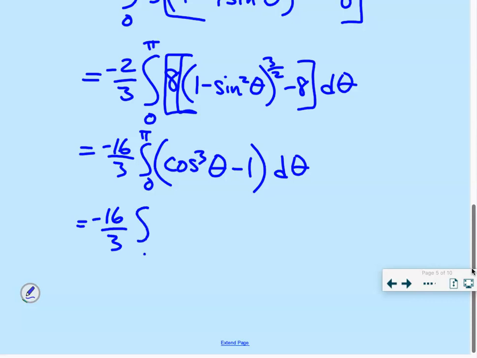Okay. Are we going to have any really tricky integrals on that? Nothing really crazy, no.